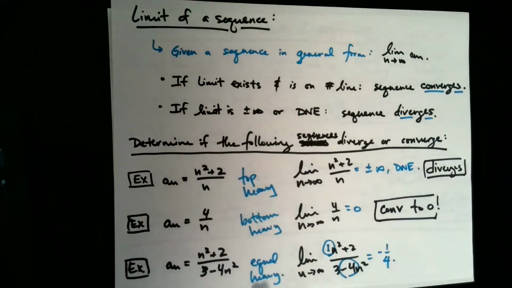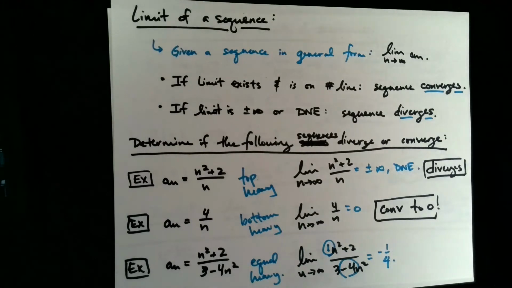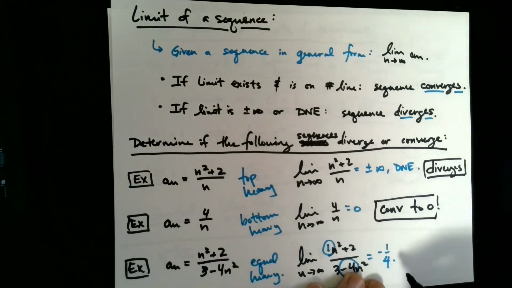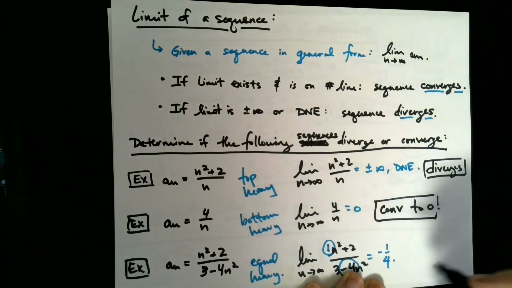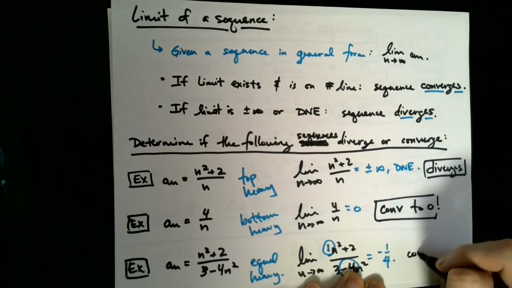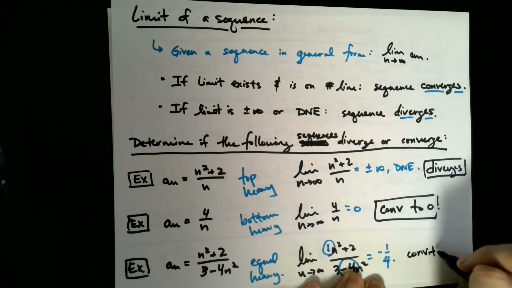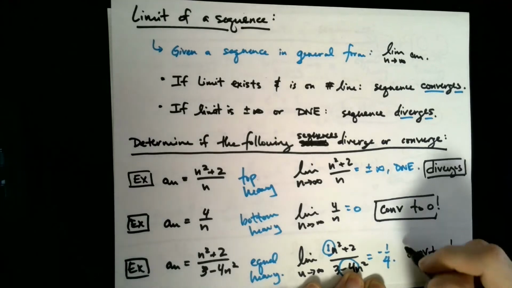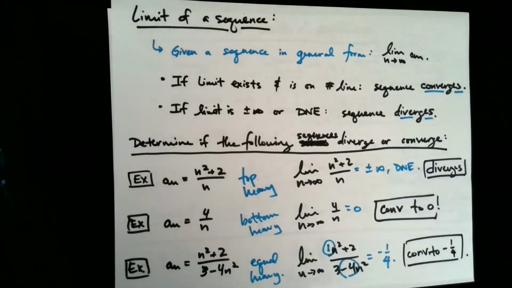So using our fact about rational expressions and their limits as n goes to infinity from Calc 1, we can compute our limits in each of these cases. In the last case here, note the minus 1/4 that we got is a number from the number line, which means that this sequence converges to minus 1/4. Sweet.